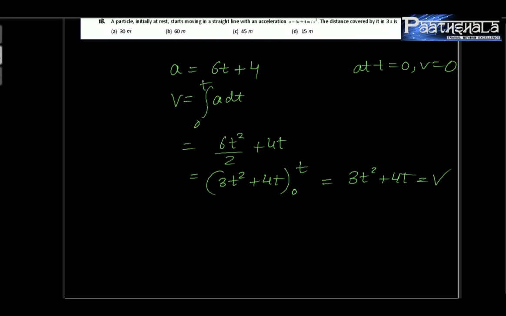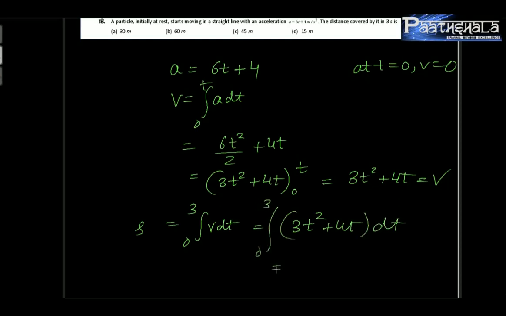The distance covered by it in the first 3 seconds is integration of v dt again from 0 to 3. This is the distance covered. These formulas we have seen earlier, how they come. So this is 3t square plus 4t dt integrated from 0 to 3 will give us 3t cube by 3, which is only t cube, plus 4t square by 2, which is only 2t square, from 0 to 3. So that gives us 27 plus 18.